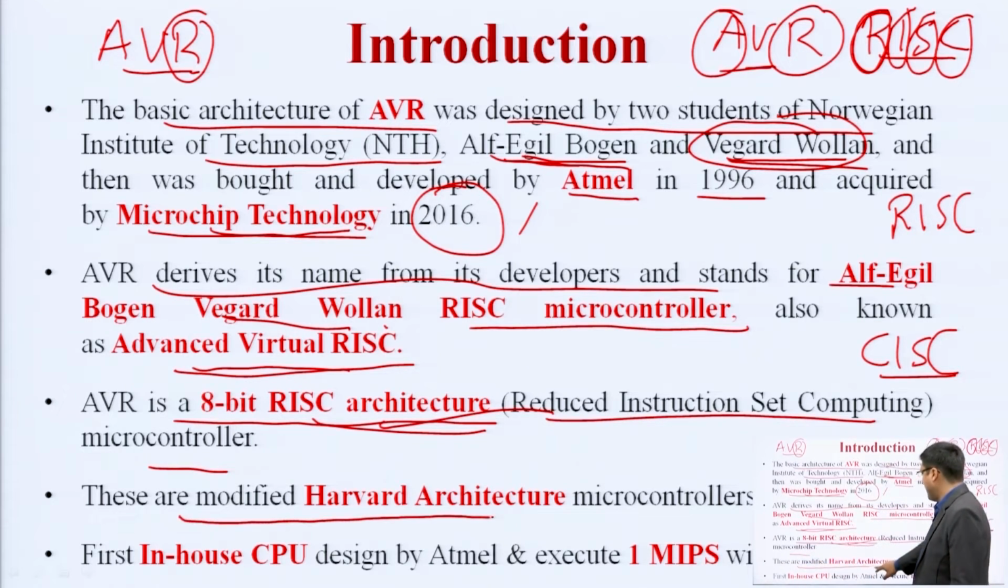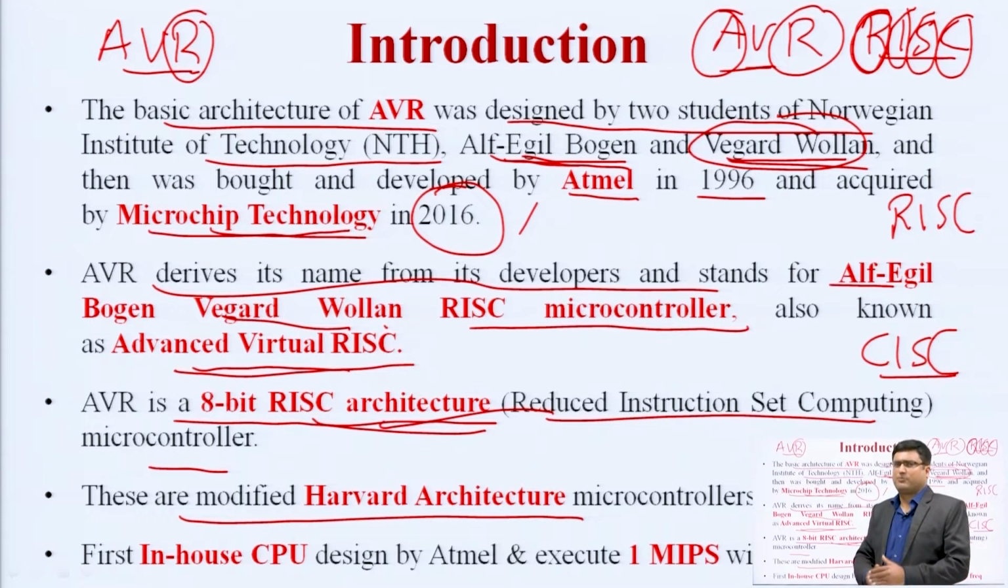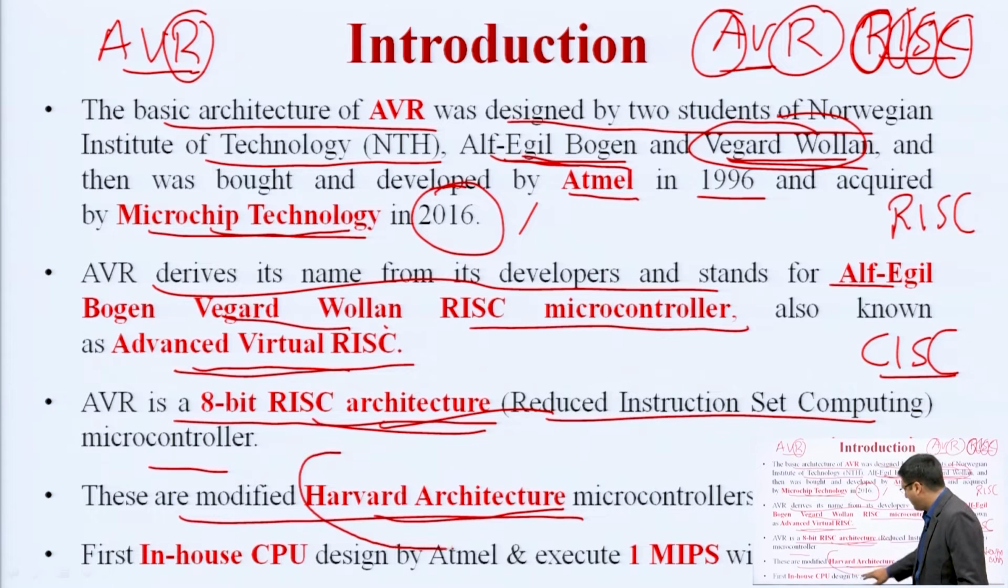So, these are modified Harvard architecture. Actually, there are two types of architecture in our processor. One is the von Neumann, and the other is the Harvard architecture. So, AVR microcontroller follows Harvard architecture.